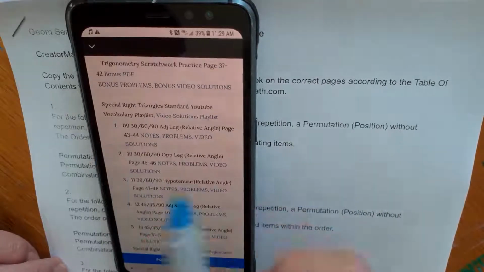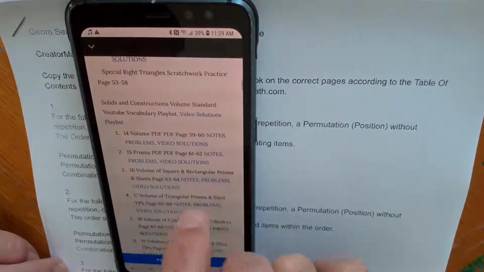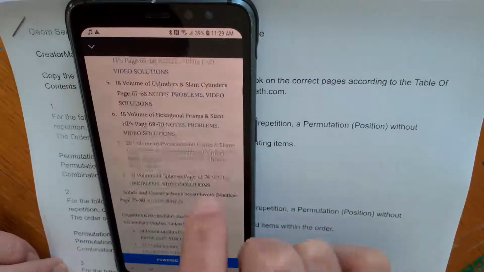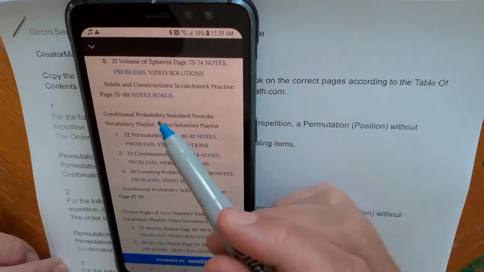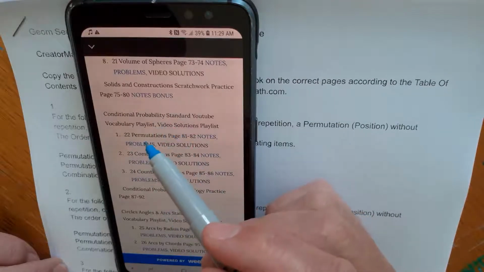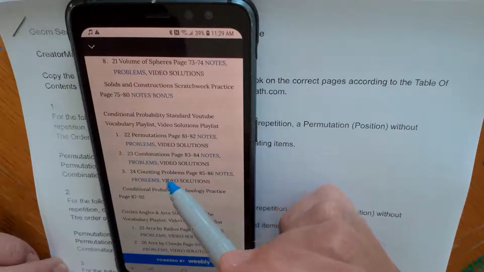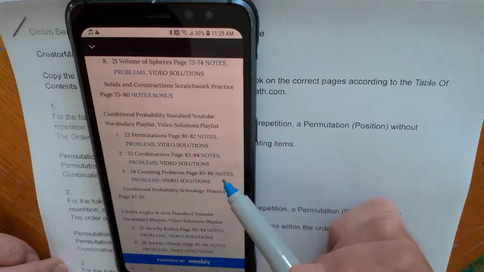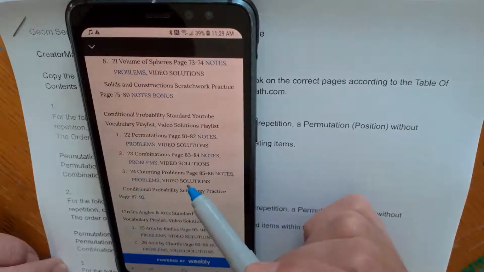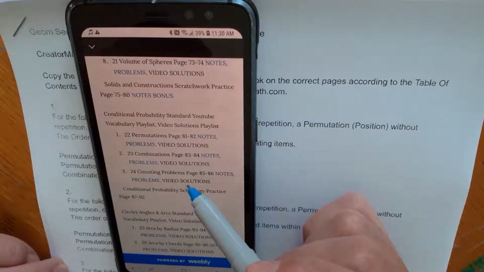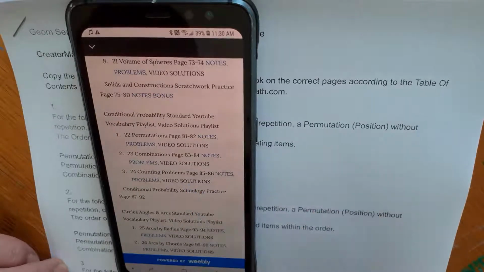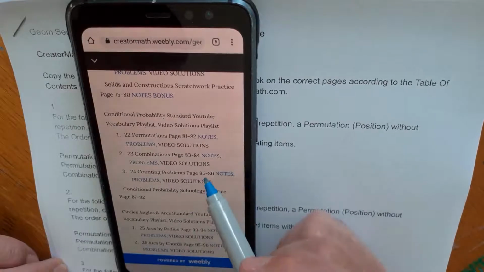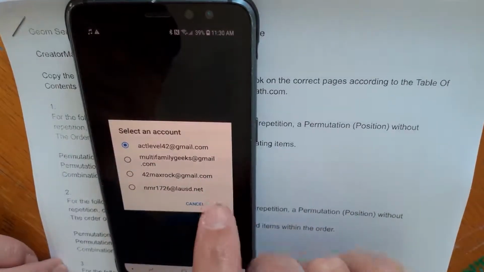So this one's special rights. Each one of these is a unit. Solids and constructions, volume. Conditional probability, that's the unit we're in. You can see there's permutations, combinations, and counting problems. That's the one we're in now, the 3rd one. There's notes, problems, and video solutions. I'll put the video solution, which we're making right now, up once it's done, but here's the notes that go on those pages 85 and 86 of your composition book.